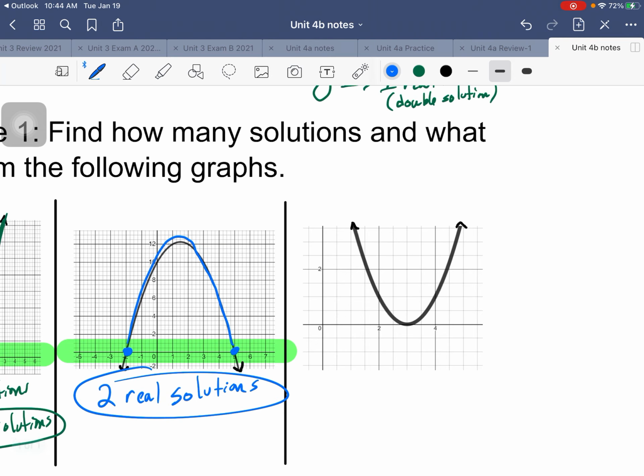The third one here has 2 solutions. It's a quadratic, but we're looking, it only touches the x-axis once.